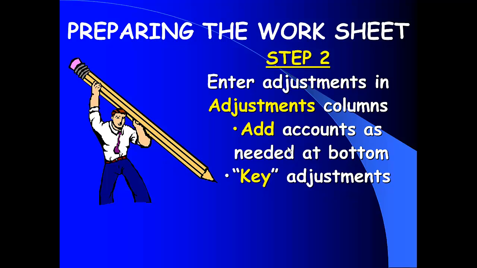We're going to key our adjustments, and by that I mean if a debit and credit go together, we're going to write a little letter beside them. For example, the little letter A would go beside the amount for the supplies expense and then the credit to supplies. That just helps us see which debit goes with which credit. When we're finished with all of our adjusting entries, we're going to add up the columns. We should again find that my debits and credits are equal.